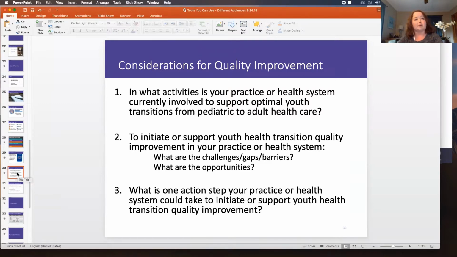So these are the 3 questions that we typically offer to clinics that are looking to do quality improvement work inside of youth health transition. What are you currently doing? Or is there a way that you could improve something that you're currently working on? And where are you finding challenges or gaps or barriers in the things that you're working on? And are there opportunities? And then we ask for one accountable action that the group could take moving forward.